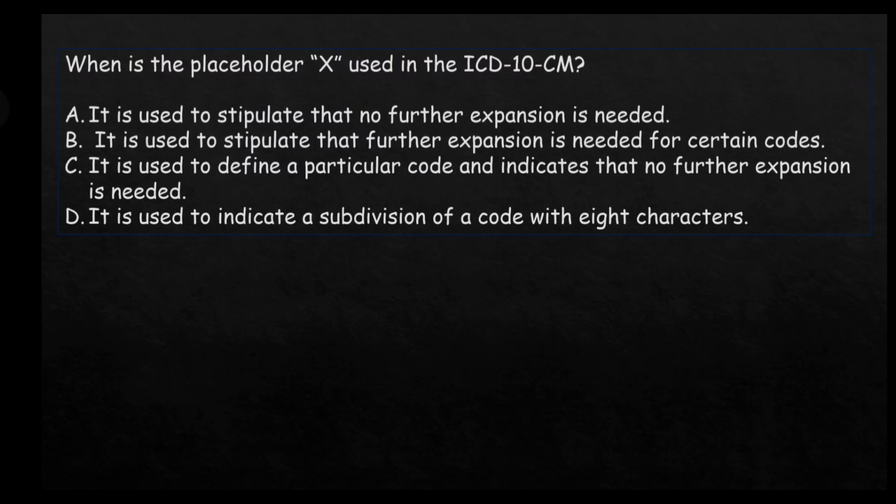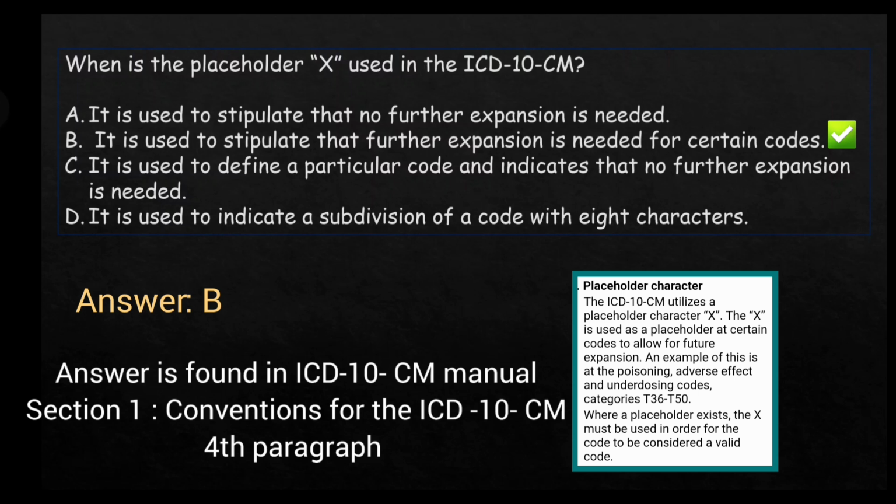The right answer is option B, it is used to stipulate that further expansion is needed for certain codes. The X placeholder is used in certain codes to indicate future expansion. The X must be used where a placeholder exists to allow that code to be considered valid. Certain codes need further expansion and are incomplete without the X placeholder. In some instances, ICD 10CM codes only go up to the 7th character.